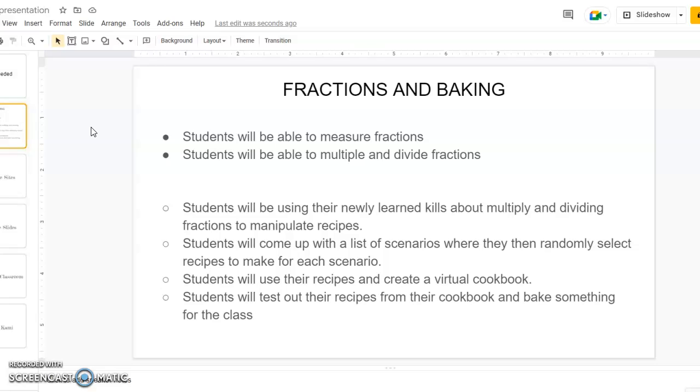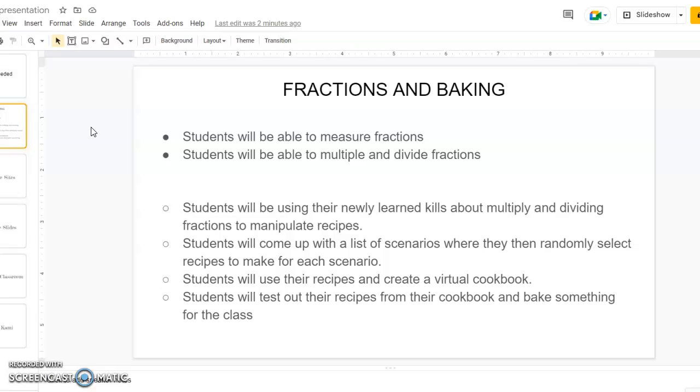Students will then use their newly learned skills about multiplying and dividing fractions to manipulate different recipes. So they're going to, as groups, come up with different scenarios. It could be something like a family party. It could be something like they're making for their own classroom. As a group, they'll come up with different scenarios, and then they're randomly going to select a scenario and manipulate that for a different recipe that they're provided.